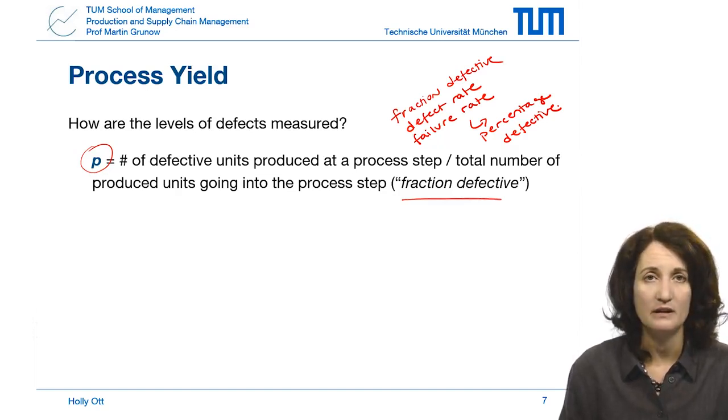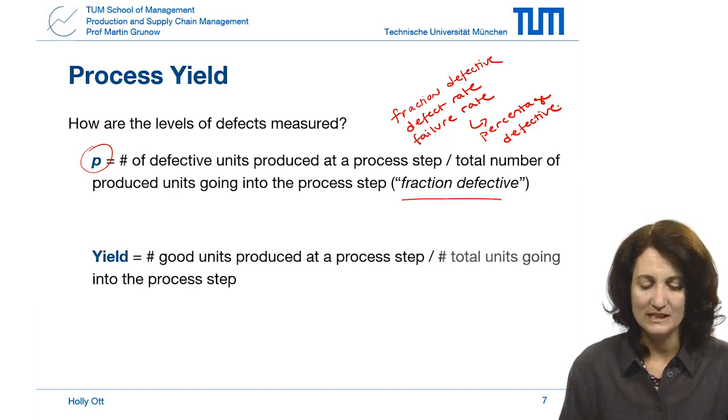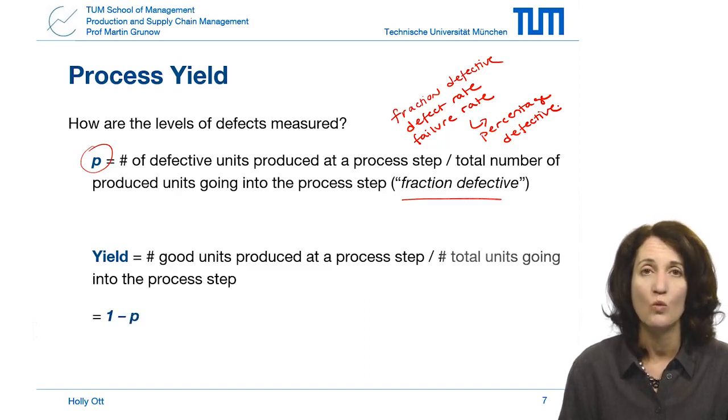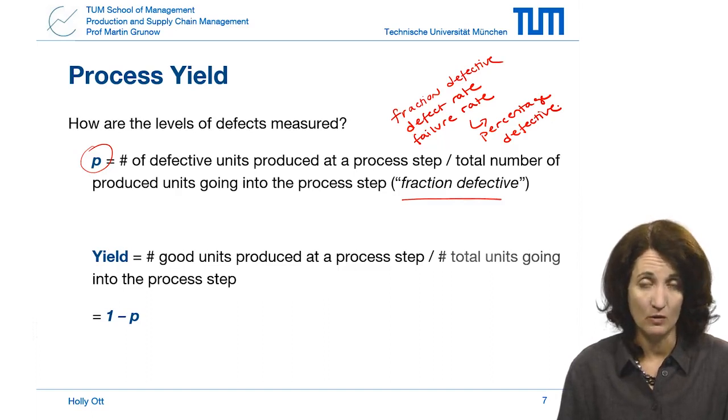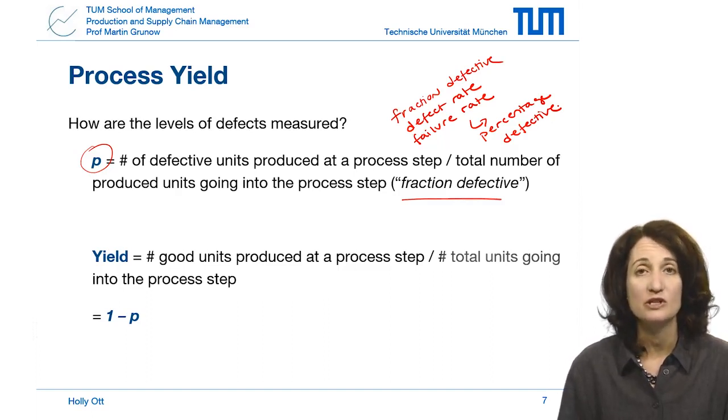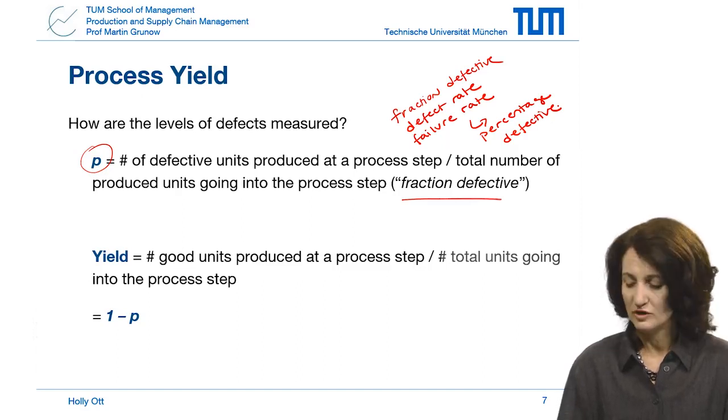On the other hand, the yield at a process step, which represents the number of good units produced at that step divided by the total number of units going to that step, is going to be equal to 1 minus P. So 1 minus P is the percentage of units that complete a sub-process or a part or a process step meeting quality guidelines without being scrapped, retested, or reworked.